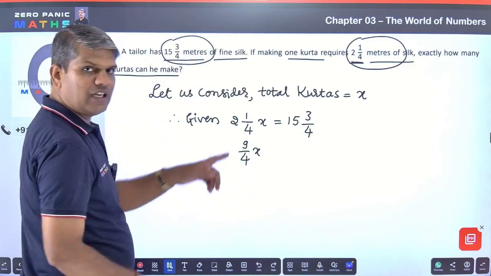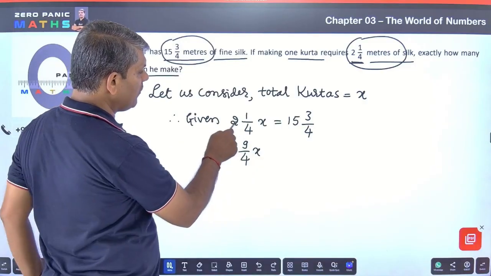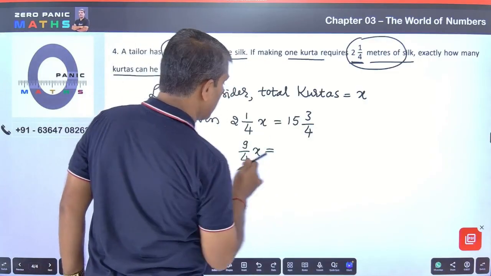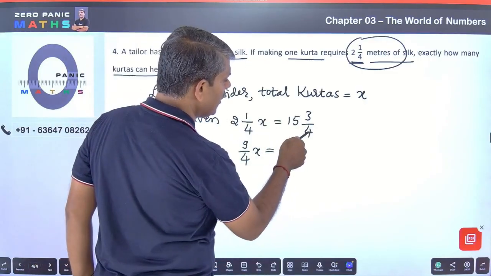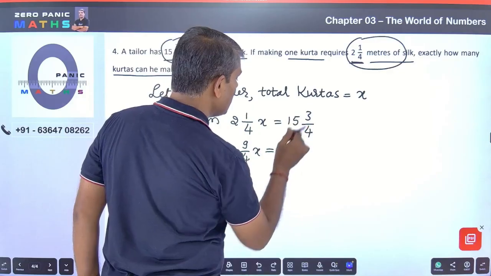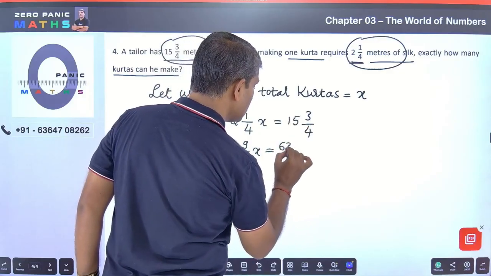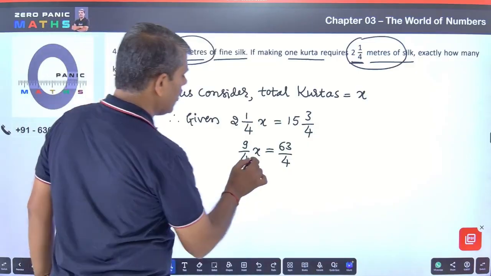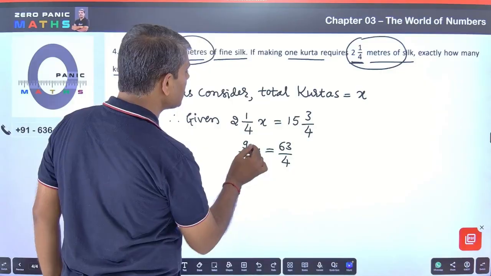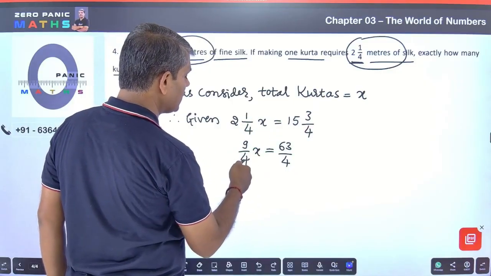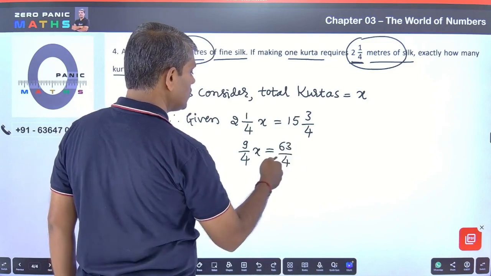You know this, right? How to convert this: multiply these two and add the numerator, and keep the denominator as it is. Here also, 4 into 15, that is 60, plus 3, that is 63, and keep the 4 as it is. This is how you convert it. Now keep x on the left side, because I want the total kurtas.